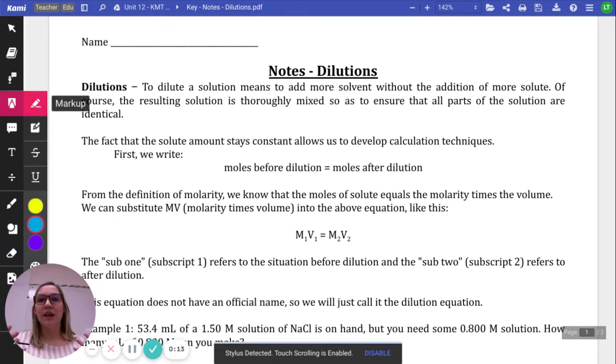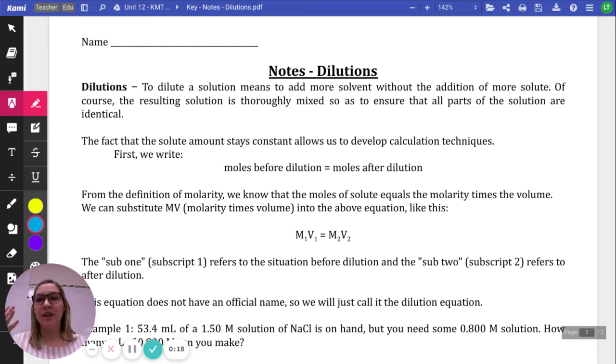So a dilution, anytime you're diluting something, I always think of something that's really dilute, it's weaker. So what's going on is we are adding more solvent without adding any more solute. Then you thoroughly mix it to make sure it's all identical. But the fact that the solute stays the same allows us to calculate our new molarity in a much easier way than having to go back and solve for moles divided by liters again.